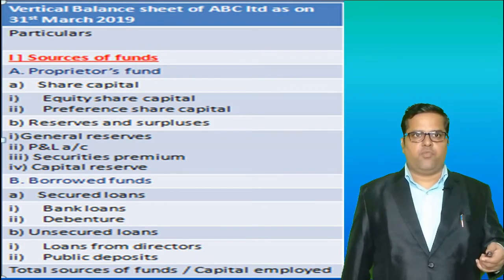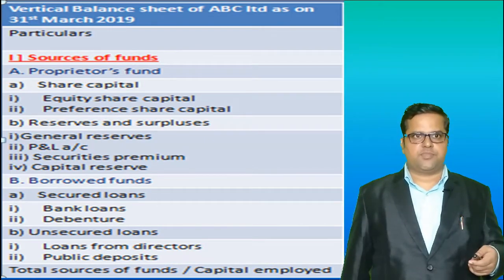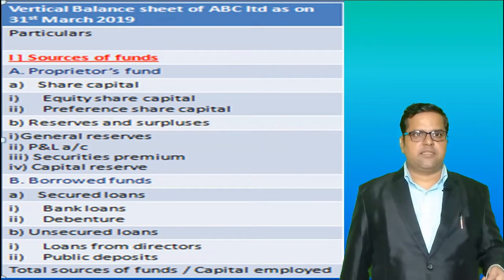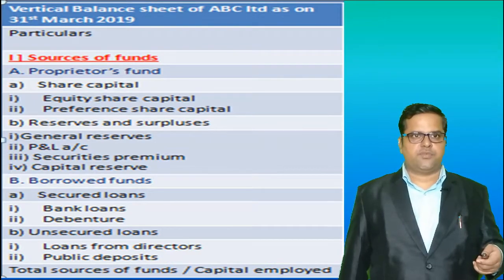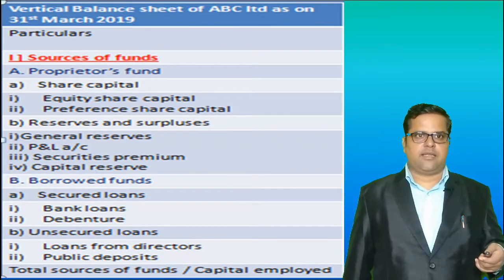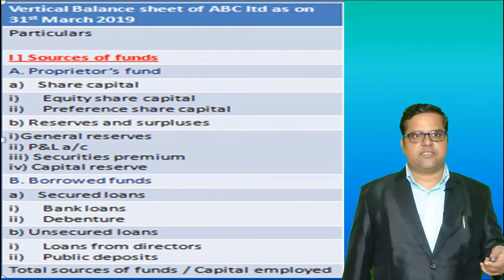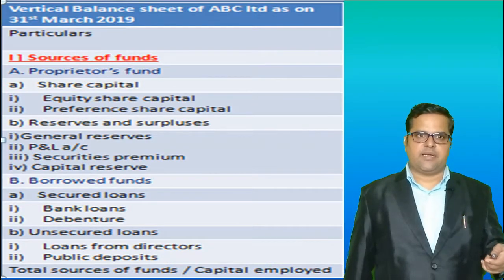Students, you need to draw one particular column and minimum 2 or maximum 3 amount columns next to that. The sources of funds will be presented in this manner. We will begin with proprietors funds, below which we will cover share capital. Under that we may have equity share capital and preference share capital. Subheading B will be reserves and surpluses, which will include all our past profits such as general reserve, P&L account balance, securities premium and capital reserve.